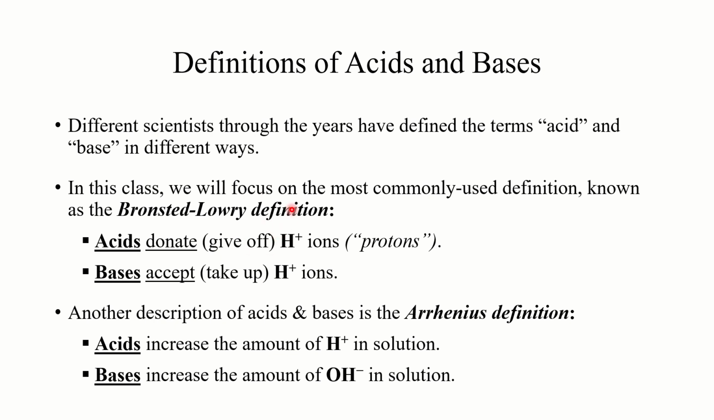If you move on to organic chemistry, you're going to learn about Lewis acids and bases, which are even more general than the Bronsted-Lowry definition and rely on the movement of electrons instead of H+ ions. But again, key here to know in this course: acids donate or give off H+ ions, bases accept H+ ions. That's what you need to know for acids and bases here.